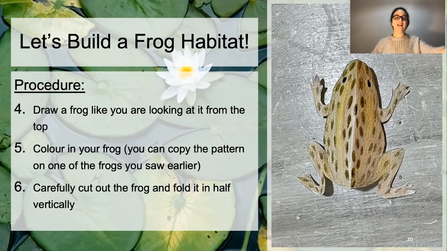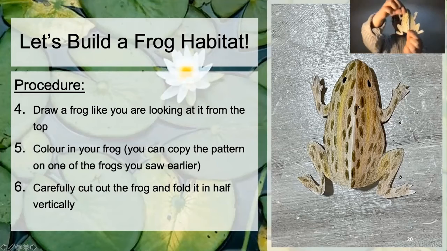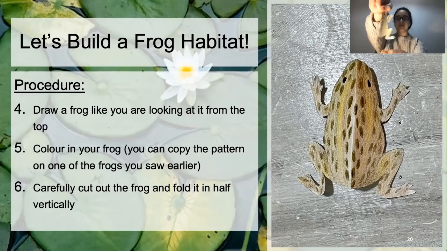Then you can color it in with your pencil crayons. Remember, you can use some of the patterns we saw earlier. Maybe a bright blue frog or a green-eyed tree frog, or you can copy the pattern that I used for my frog. Then you will cut out your frog carefully and then fold it in half vertically. Okay, like this. That way your frog can stand up. Isn't that cute?